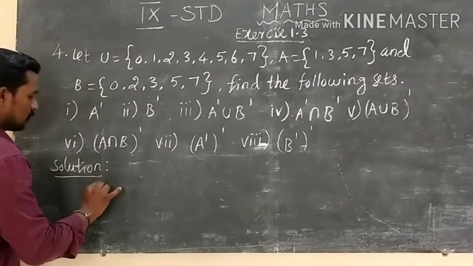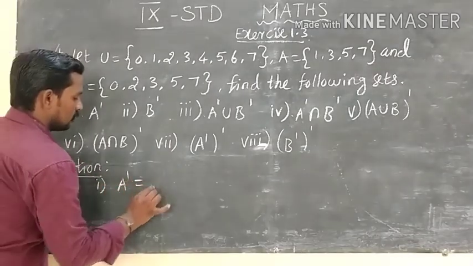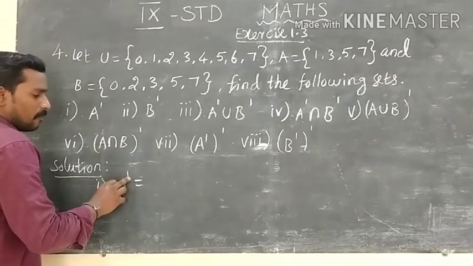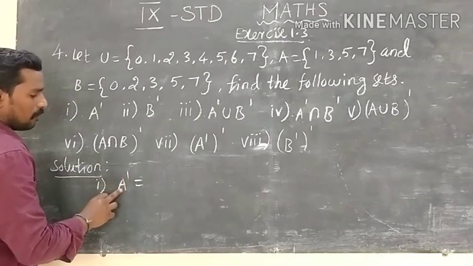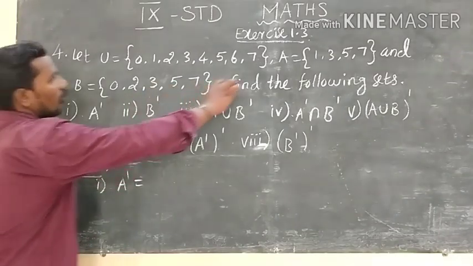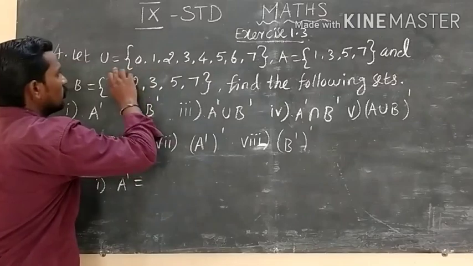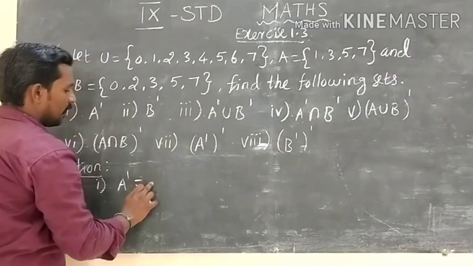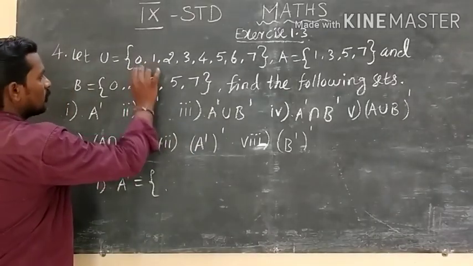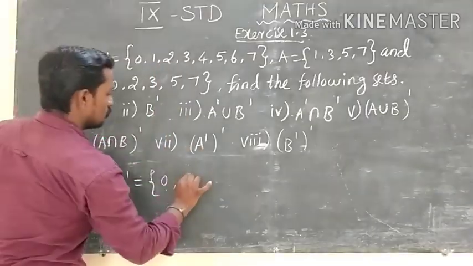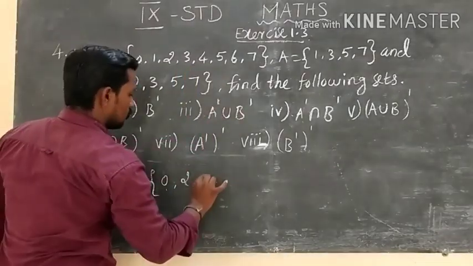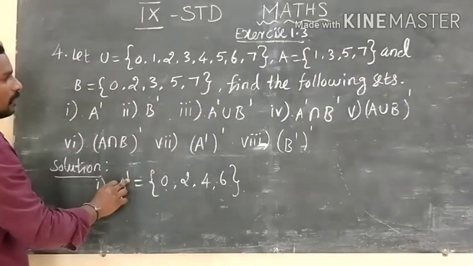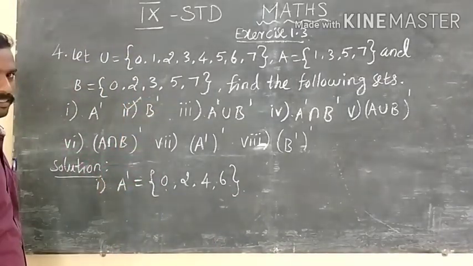The first question, A complement. How to find A complement? Omit A from the universal set. Omitting 1, 3, 5, 7 from the universal set, the remaining numbers are 0, 2, 4, 6. That's all. This is A complement. So you find out the B complement.